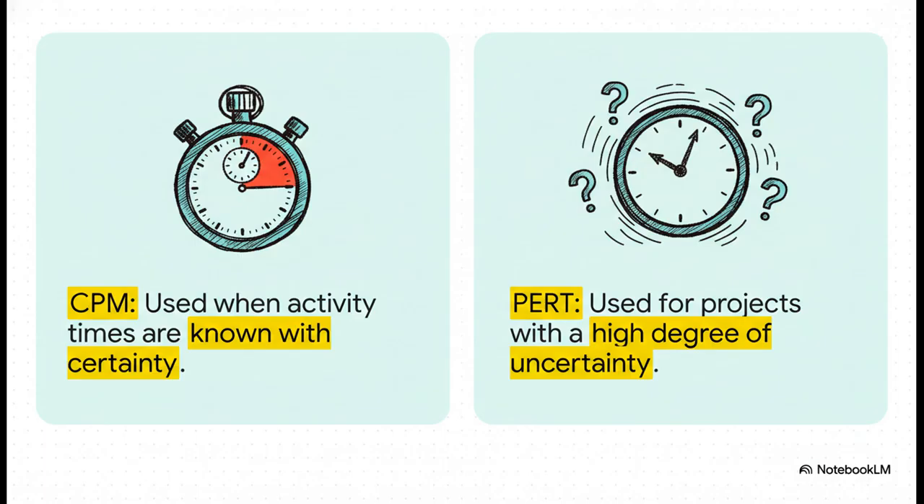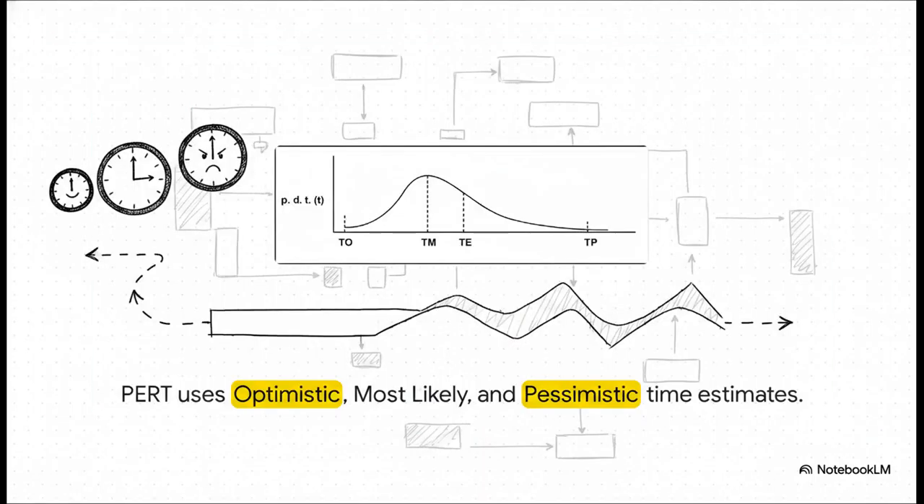It's awesome when you know exactly how long things are going to take, but what if you don't? Like, say, a research project where you have no idea what you'll find. For that, you'd use a different tool called PERT, which is built from the ground up to deal with uncertainty. So instead of just one number for how long something takes, PERT makes you think of three. What's the best case scenario, the absolute worst case, and what's the most likely outcome? Then it does some math to find a weighted average, giving you a much more realistic timeline when you're dealing with a lot of unknowns.